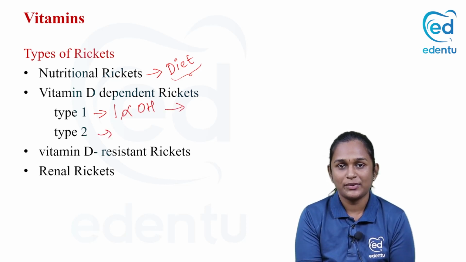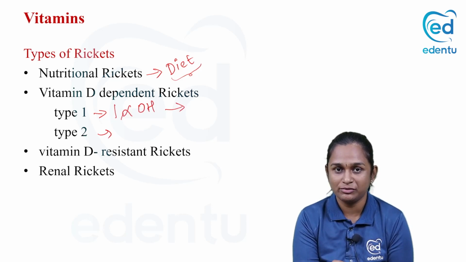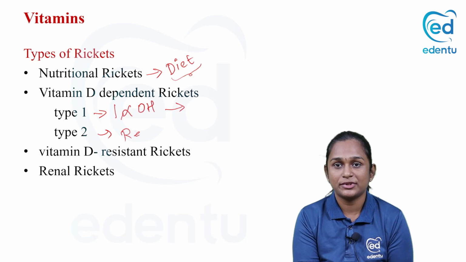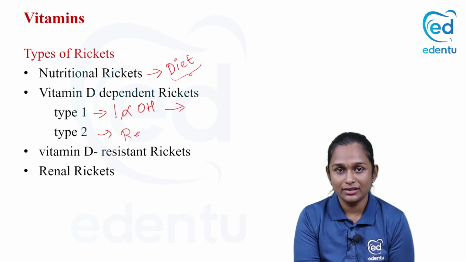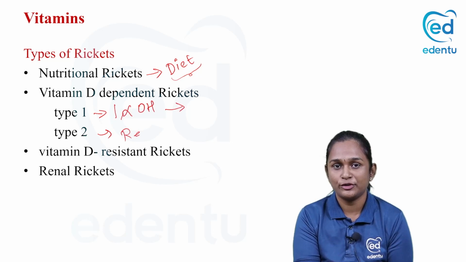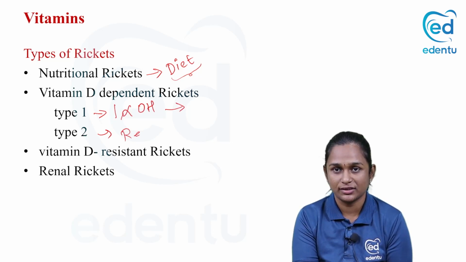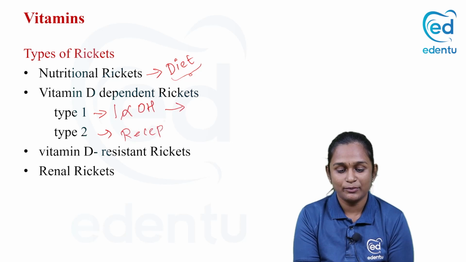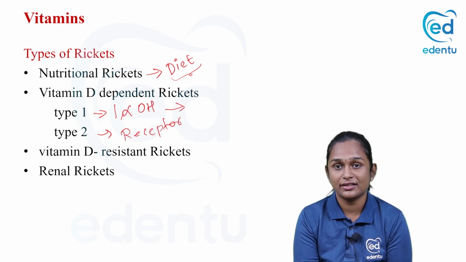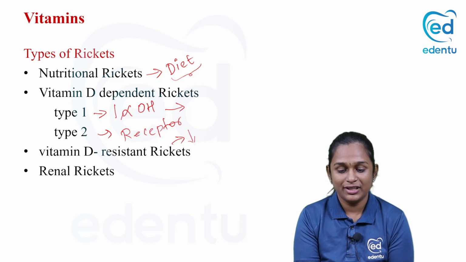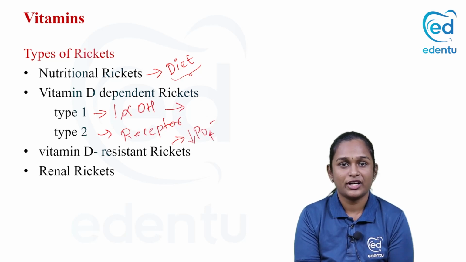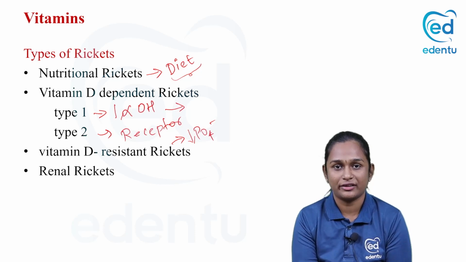In type 2, the active form of vitamin D is present in the circulation, but the receptor, we saw a receptor, right? It belongs to the superfamily of steroid hormone receptors, and there is a mutation in that receptor. So the receptor will not respond to the active form of vitamin D present in the circulation. So in type 2, there is a defect in the receptor. In vitamin D resistant rickets, there is no problem with vitamin D, but because of a mutation, there will be a decreased phosphate level. It is otherwise called hypophosphatemic rickets.